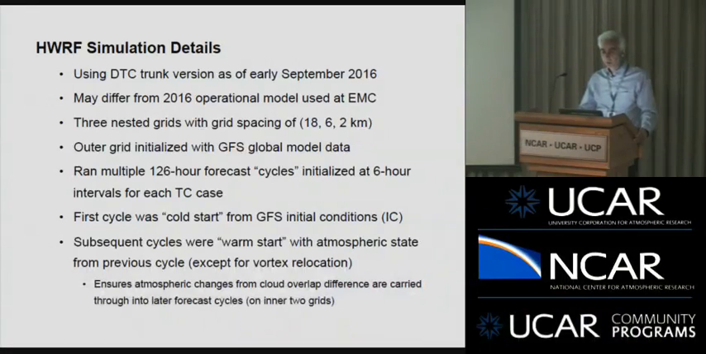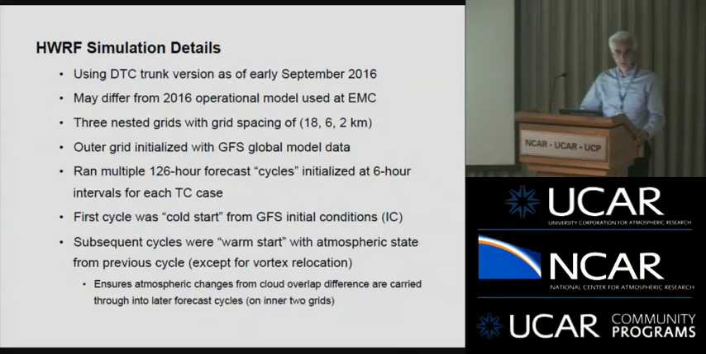So we ran multiple 126-hour forecast cycles, each initialized at 6-hour intervals for each of the 3 tropical cyclone cases that we studied. In each case, the first cycle was a cold start, so it's entirely dependent on the GFS initial conditions, whereas later cycles are what is called a warm start, where the atmospheric state from the previous cycle can feed into the next one, except for the vortex relocation that goes on to put the storm in the right place.